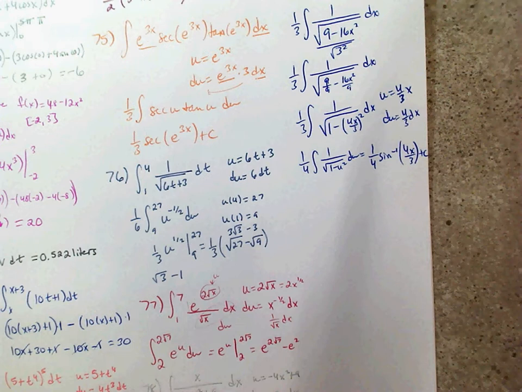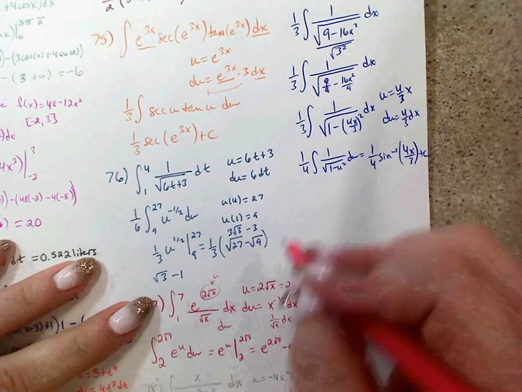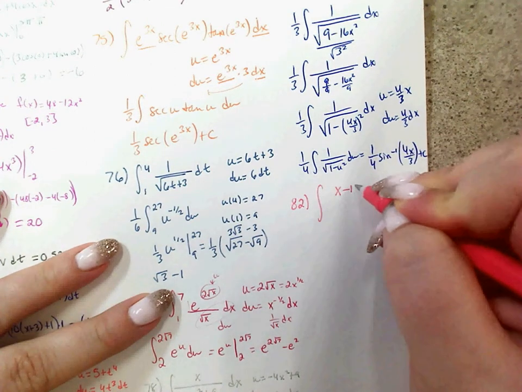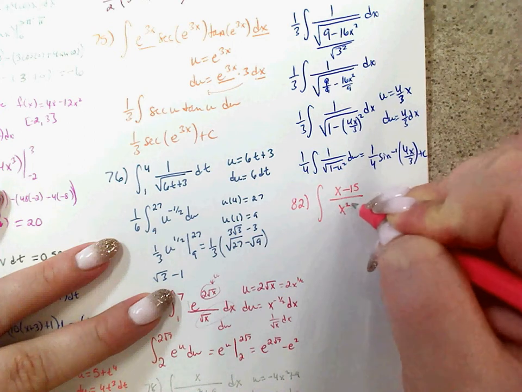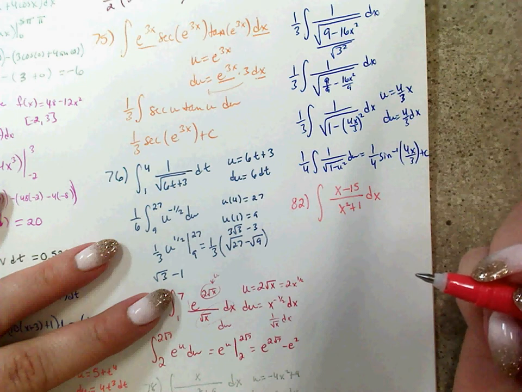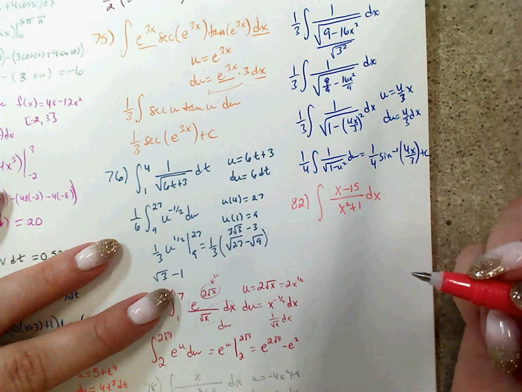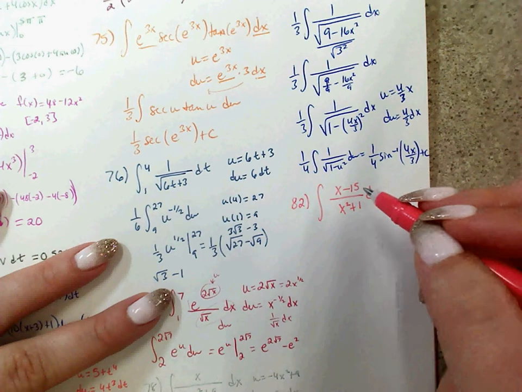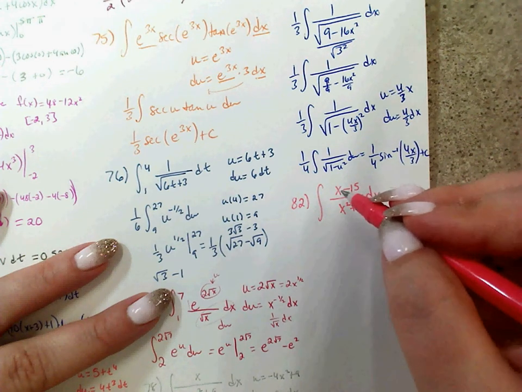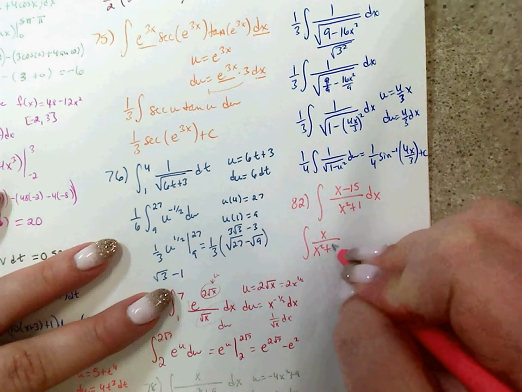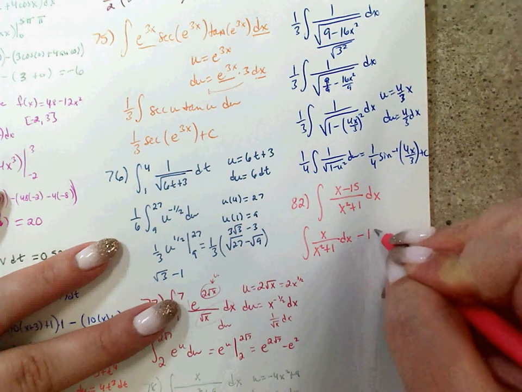82. 82 says find the integral of x minus 15 over x squared plus 1 dx. I'm going to split that up. You could do it a couple different ways. You could do u equals this and du equals, but I think it's just easier to go ahead and split it: x over x squared plus 1 minus 15 the integral of 1 over x squared plus 1.